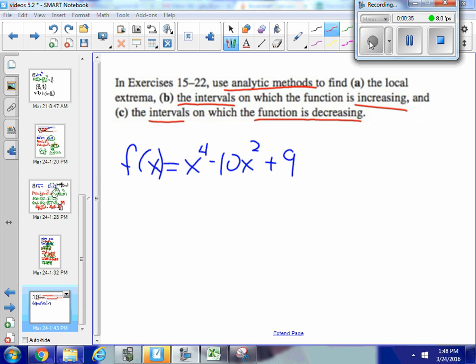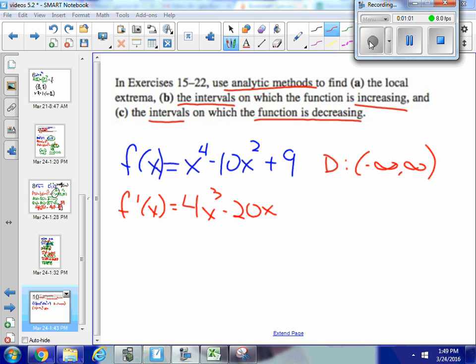So I'm going to start this problem first by finding the domain of the function, and that's pretty straightforward. It's a polynomial. The domain is negative infinity to infinity. So no vertical asymptotes on this function. Now I'm going to find the derivative, f prime of x, and that's 4x cubed minus 20x. And again, the domain of that derivative, it's a polynomial, negative infinity to infinity.